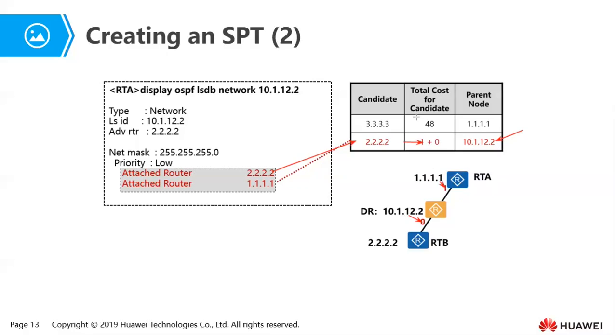Then the parent node is the DR, which is on 10.1.12.2. Again, we compare these costs. Which one has a smaller cost? The one that has a smaller cost is this one, which has a cost of 1. So the one that has a smaller cost is added to the RPT. We add this particular router on the RPT, 2.2.2.2. Remember, it's the same router because RTB is the DR, but the DR is treated as a virtual node. So it's like they're separate. I hope you understand that. Let's move on and look at the next one.